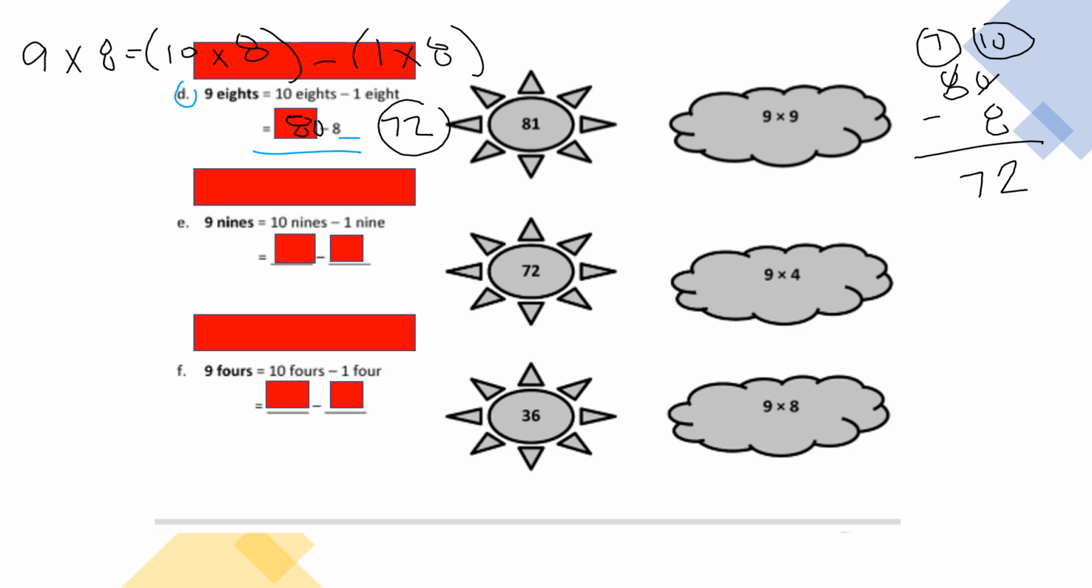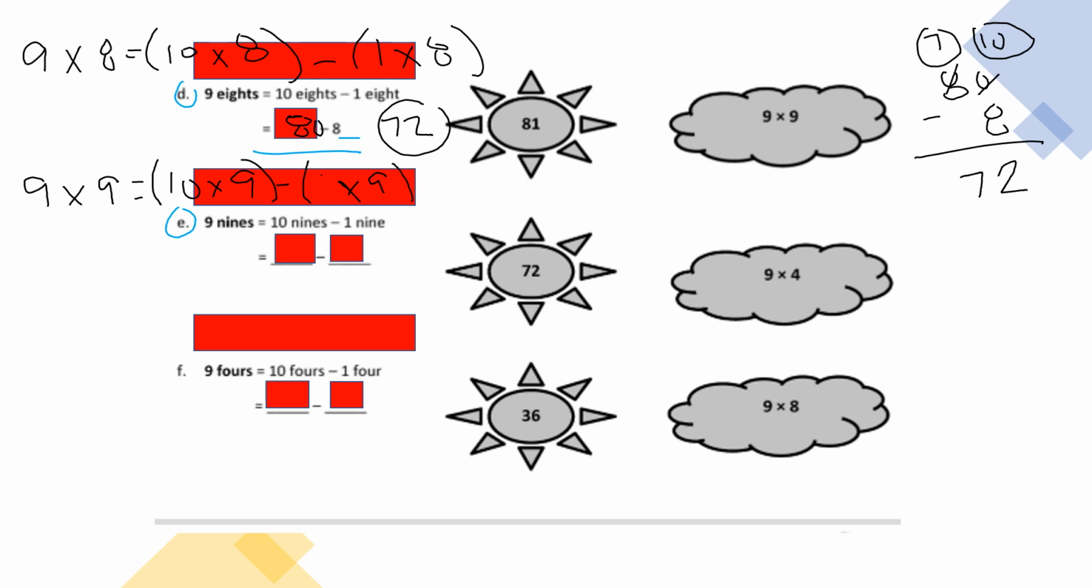Okay, let's move on to E. 9 nines. All right, if we write 9 nines as an equation, that is 9 times 9. So it says 9 nines equals 10 nines minus 1 nine. 10 nines as an equation is 10 times 9 minus 1 nine is 1 times 9.